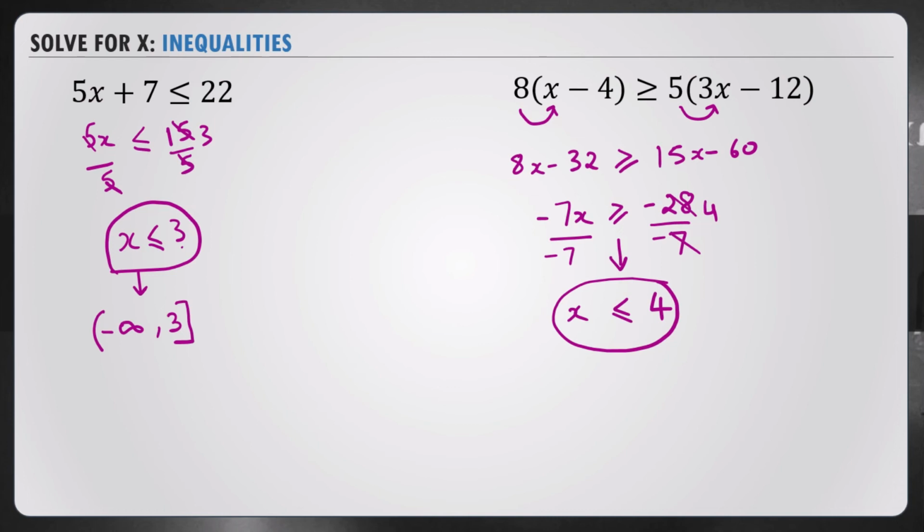So here we have x is less than or equal to 4. Again, all numbers from negative infinity up to the number 4, but we include the number 4.